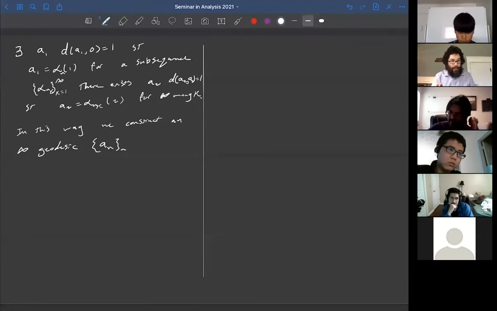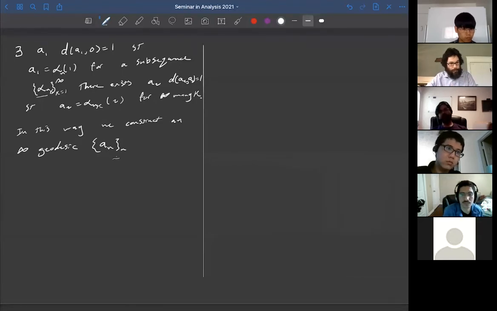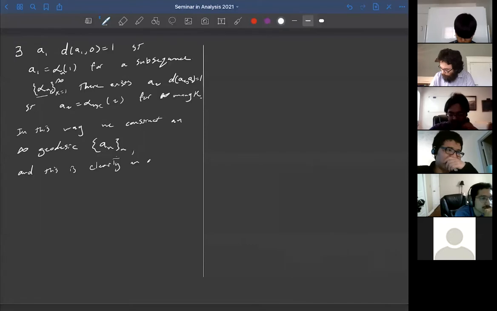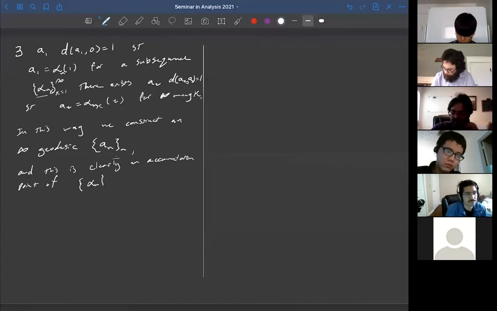And then by construction, for any finite subpath of this geodesic, there will be some alpha n which agrees with it. But that exactly says that if you take this whole sequence of alphas, they will converge to this geodesic. So this is the infinite geodesic, and this is clearly an accumulation point of this set of alpha n's. All right, so that proves that it converges. So that finishes the proof of that.